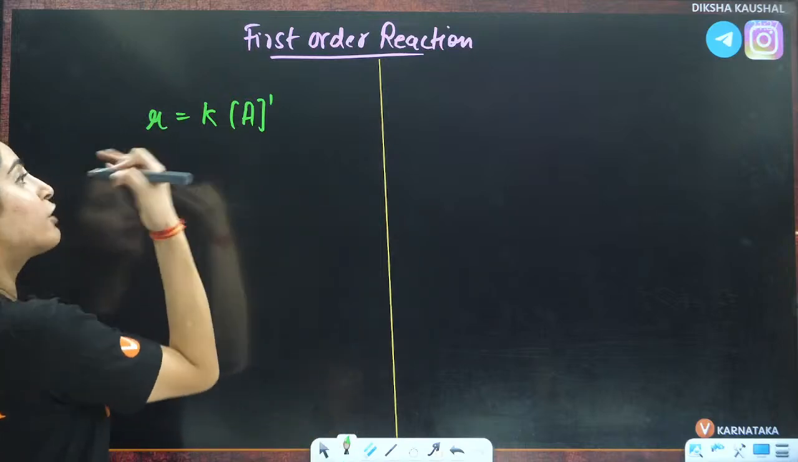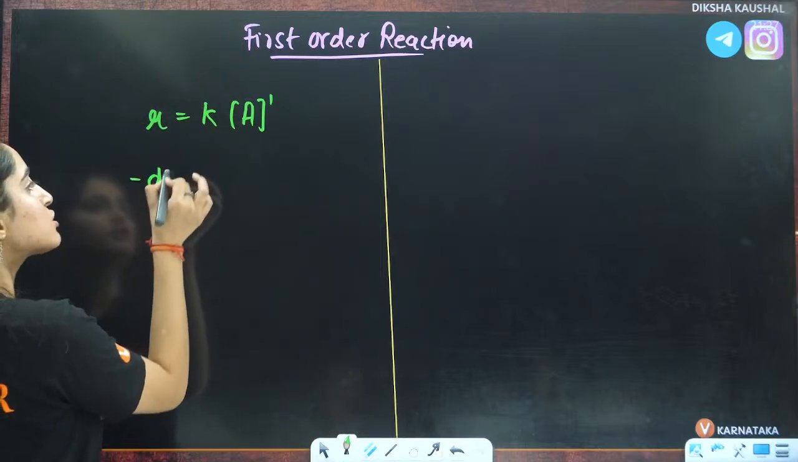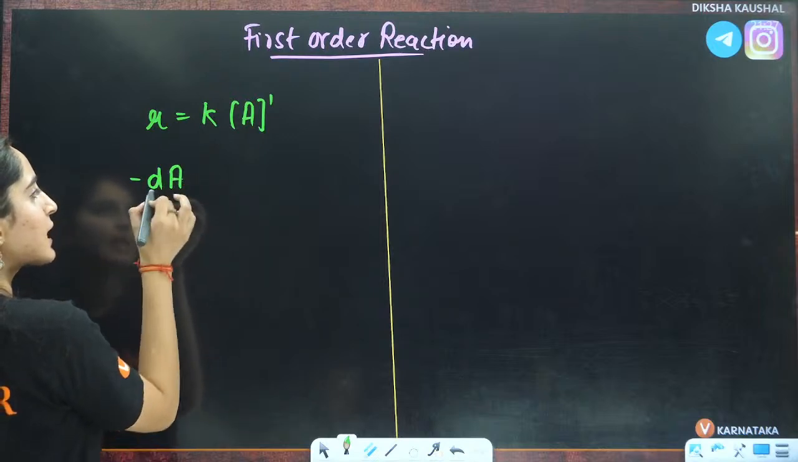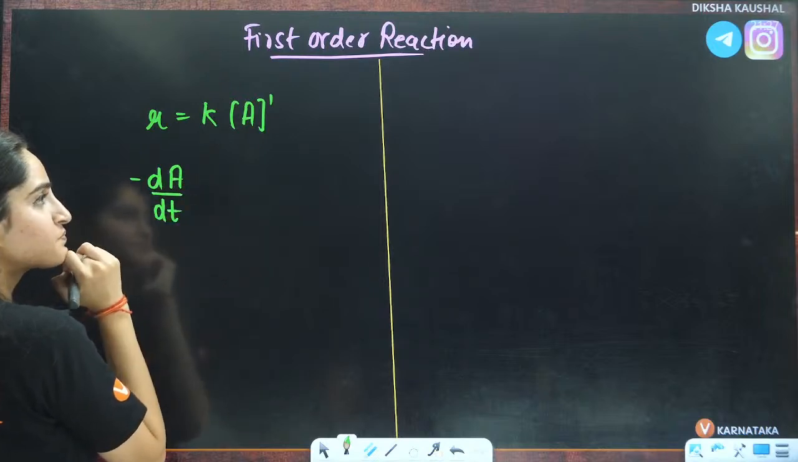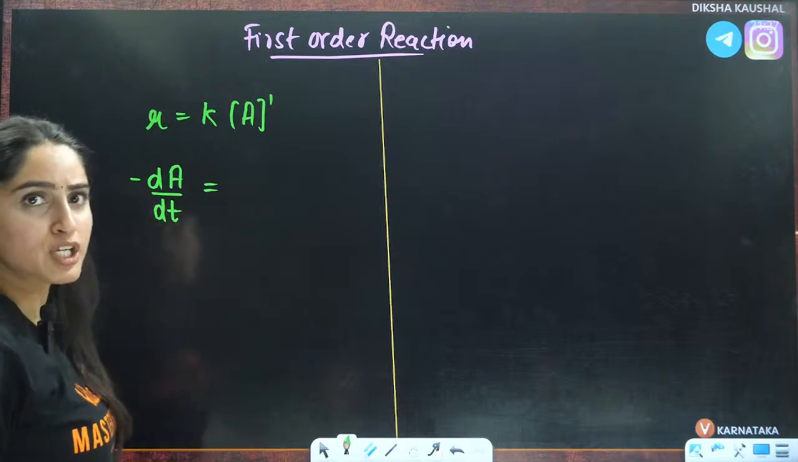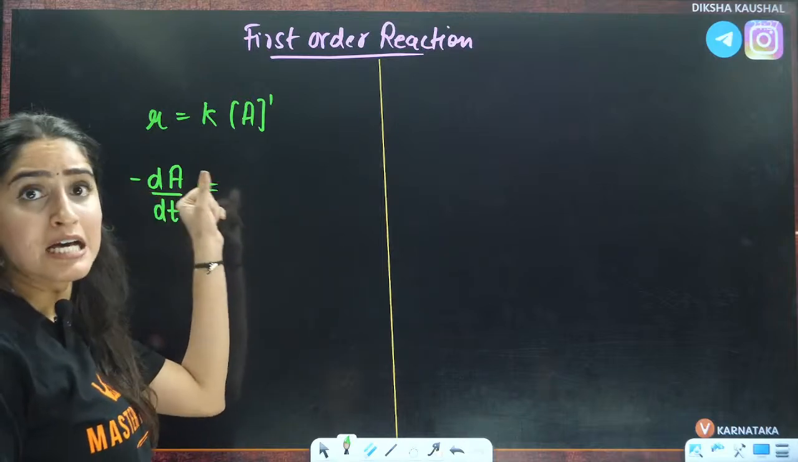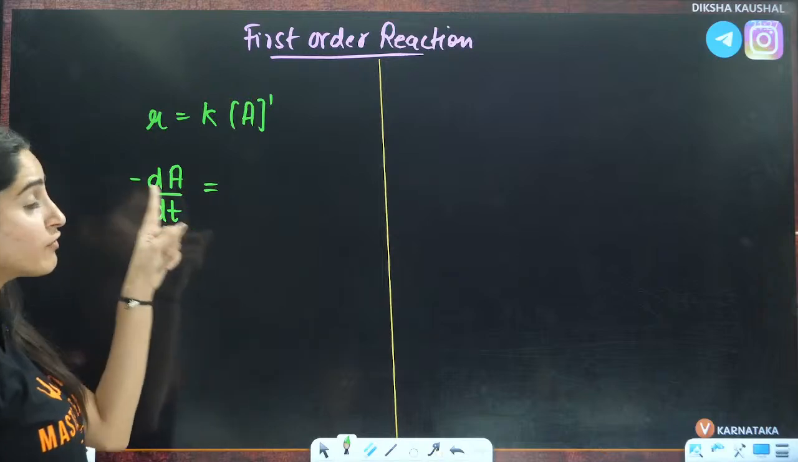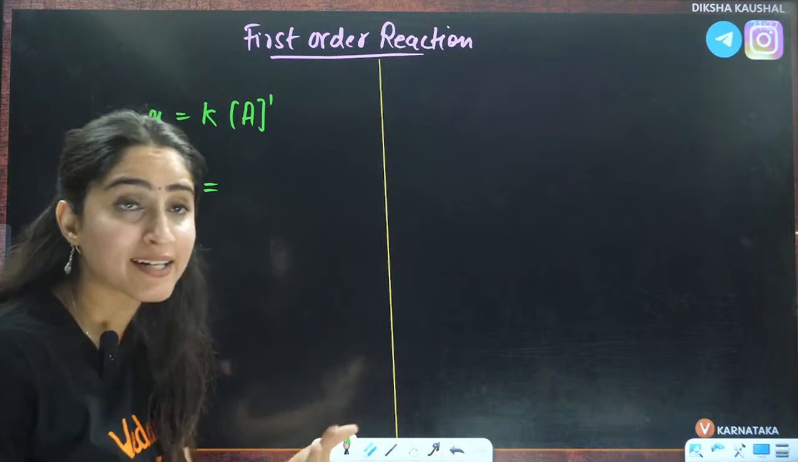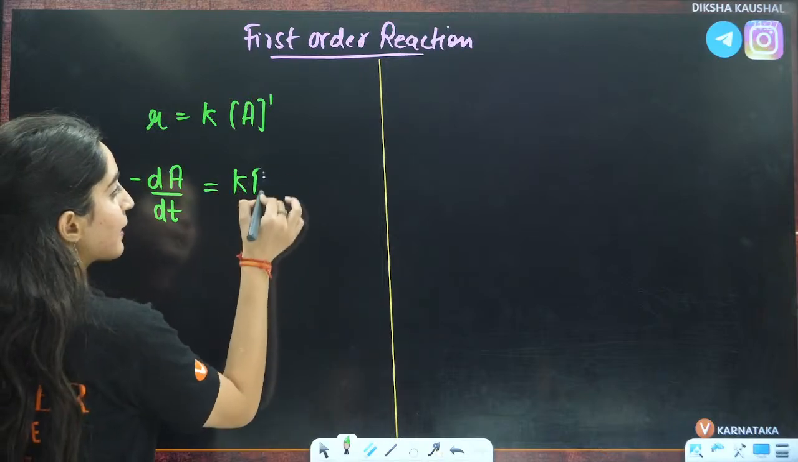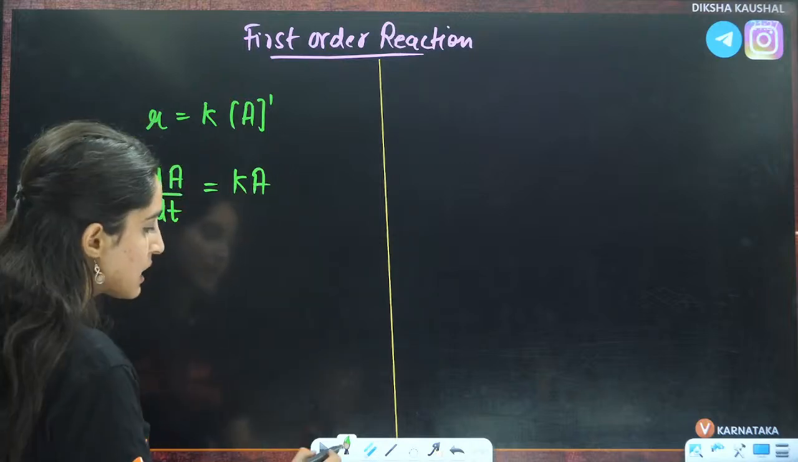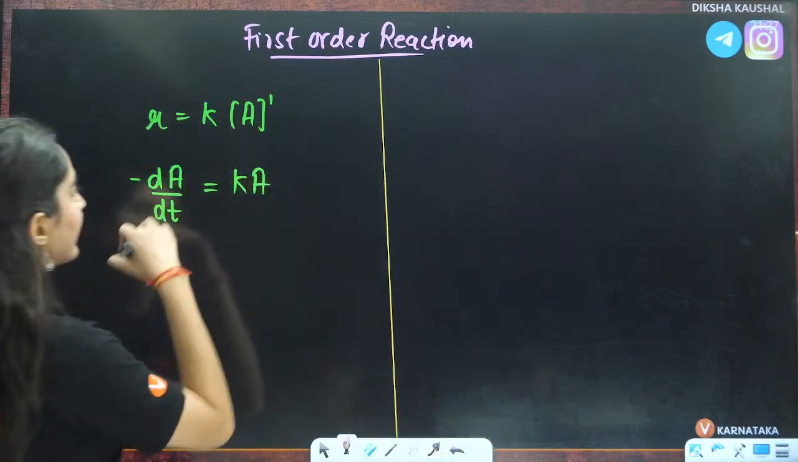Now, what is the differential equation? Minus dA by dt equals Ka. That is your differential equation, rate of change of reactant by dt. Negative because we are talking about reactants here, right? This is Ka. Now, let us integrate this thing.